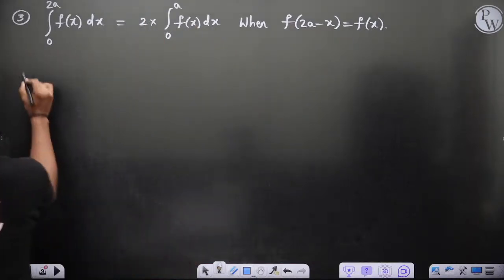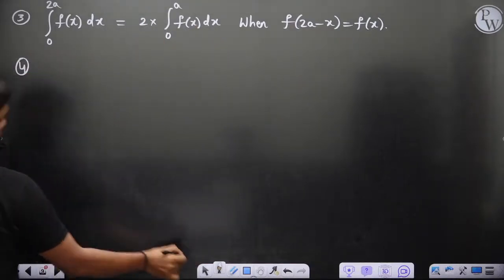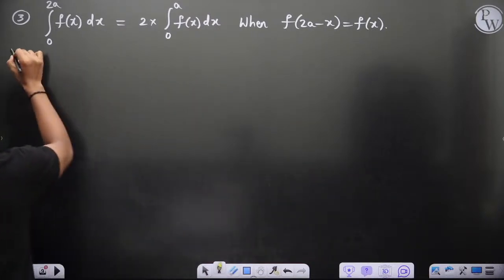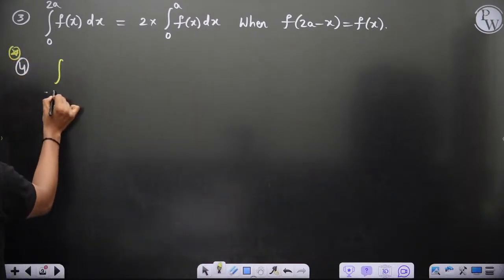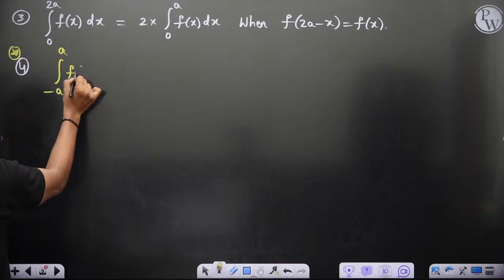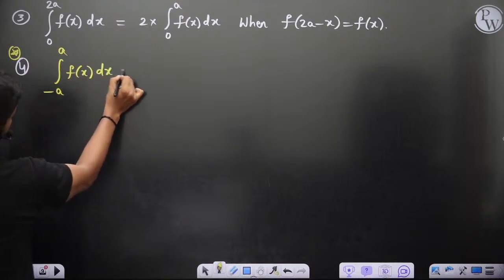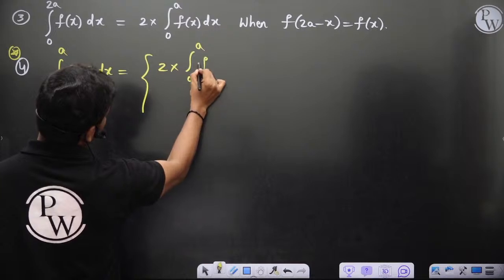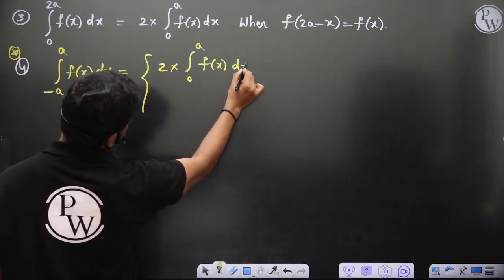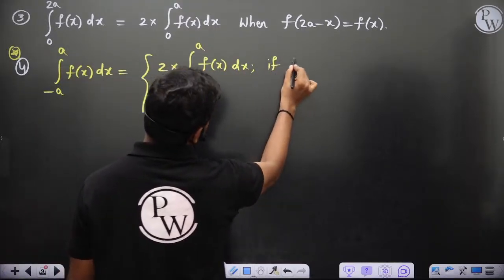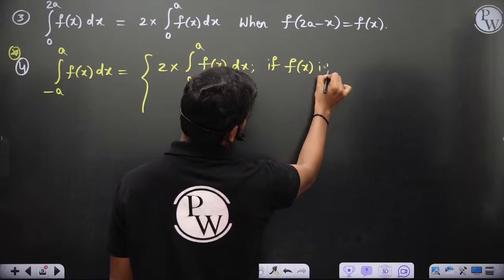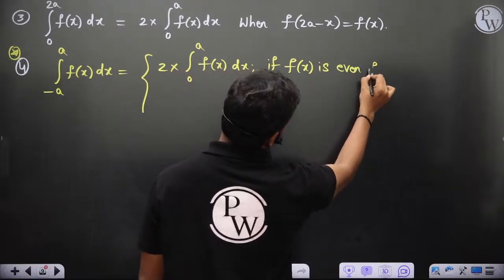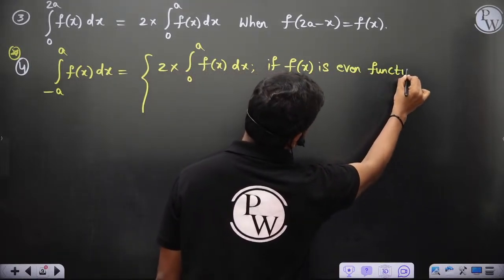Then the fourth property, again one of the most drastic simplification properties. If you have the integral from minus a to a of f of x dx, then this value is equal to 2 times the integral from 0 to a of f of x dx if f of x is an even function. And what do you mean by an even function?